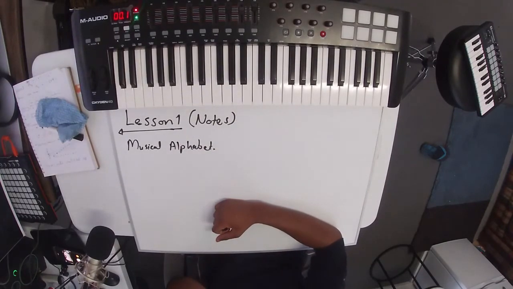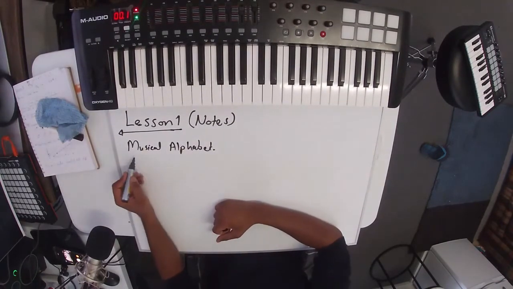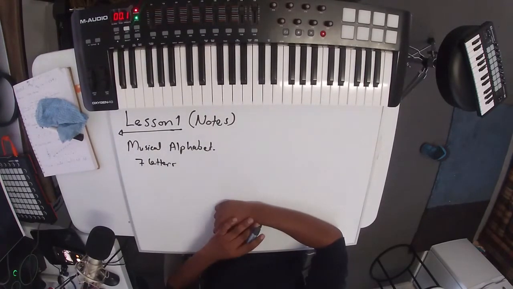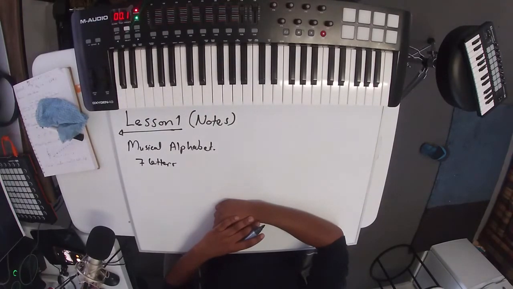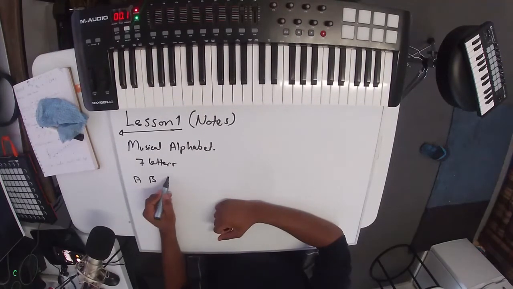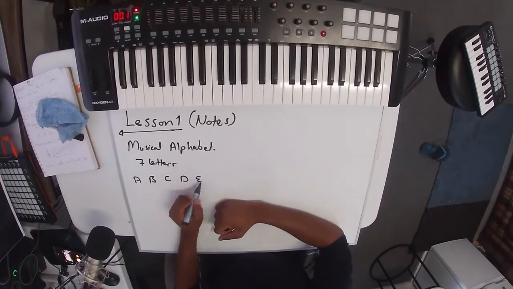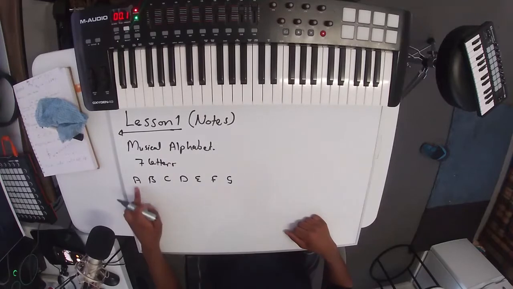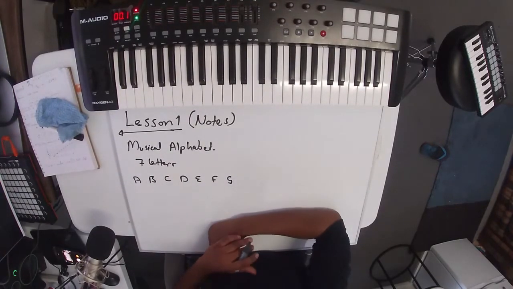Now, the musical alphabet consists of 7 letters. These letters have been borrowed from the English alphabet, right? So the first 7 letters of the English alphabet, which are A, B, C, D, E, F, and G. 1, 2, 3, 4, 5, 6, 7. The first 7 letters of the English alphabet form the musical alphabet, right?